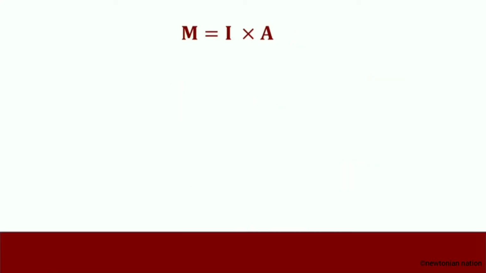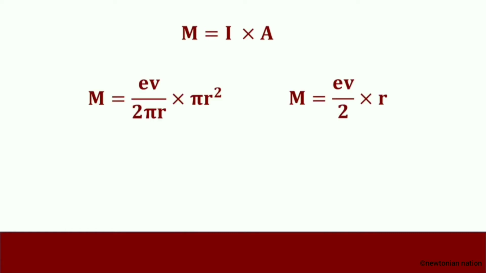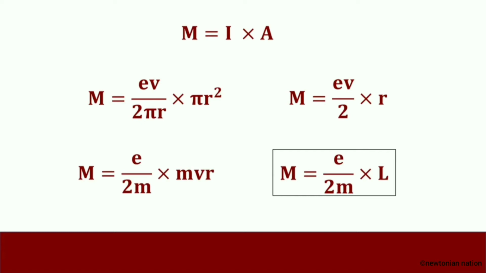When we substitute A and I in the formula for magnetic dipole moment, we get M equals EV divided by 2 pi r into pi r square. When we solve this, we get M equals EVr divided by 2. When we multiply and divide by m, we get M equals E divided by 2m into mvr. As we know, mvr stands for angular momentum. It could be replaced by L, and we get M equals E divided by 2m into L.